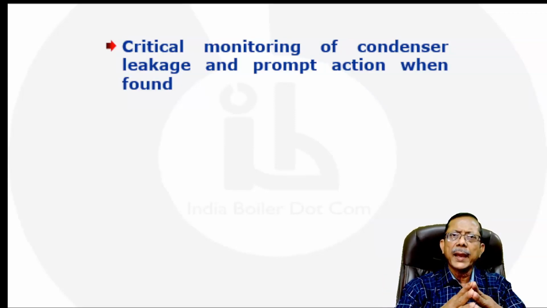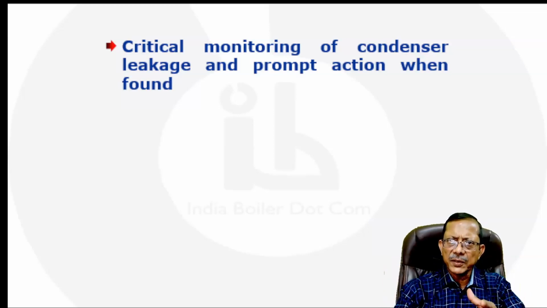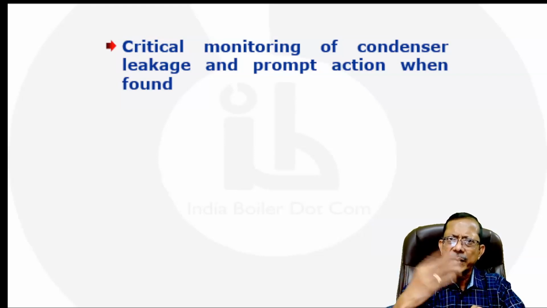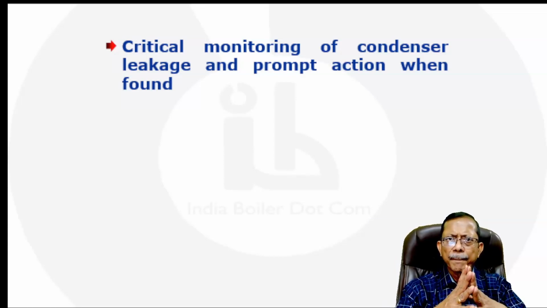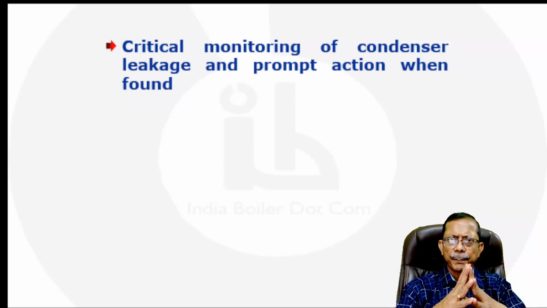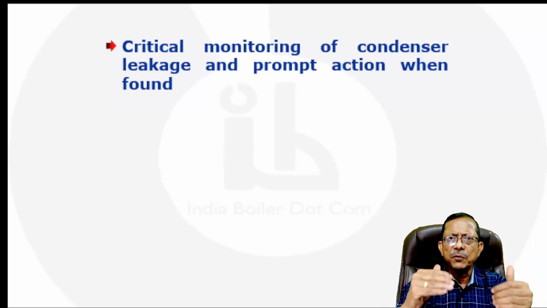This can be done by either a degassed cationic conductivity measurement, or better even, by checking the microsodium with a microsodium analyzer in the hot well. That is a very, very sure way to find out whenever there is even the smallest condenser leakage. Why? Because a microsodium analyzer can detect sodium as low as 0.02 ppb, right? So whenever there is a condenser leakage, you will immediately catch hold of it. So these are the two things we have to take care of.